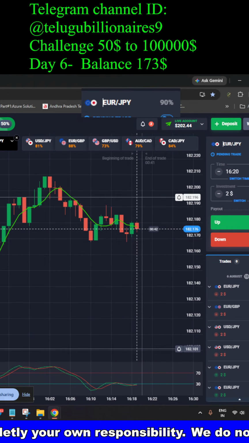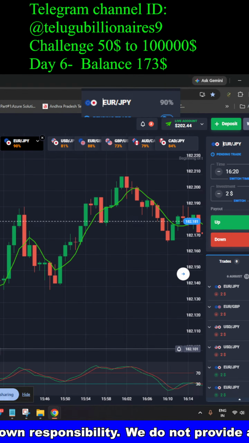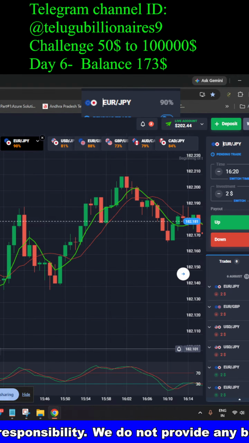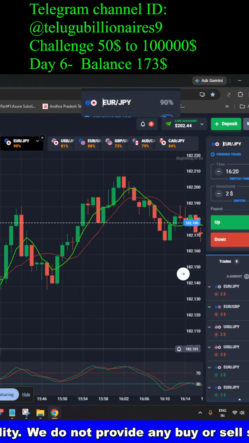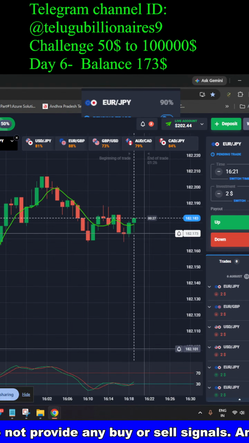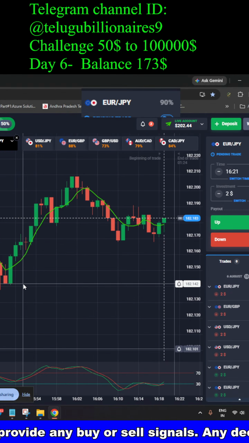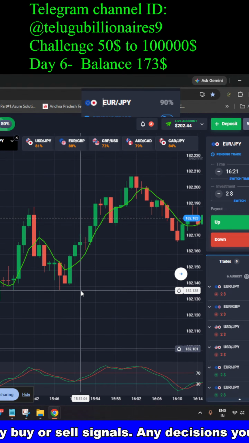You can add the 5 SMA. In Quotex, you can add it here: select EMA, select SMA, and the period will be 5. I already added it. See here, my green line is period 5 only. Once you add this, the question is where we need to take the trade. So here I'm going to give two setups.